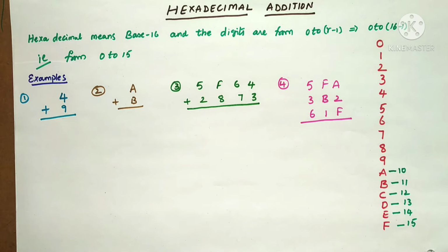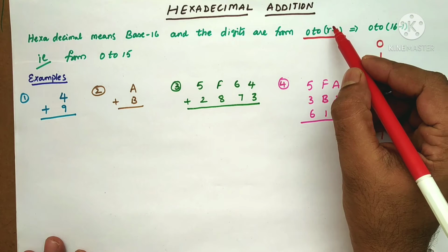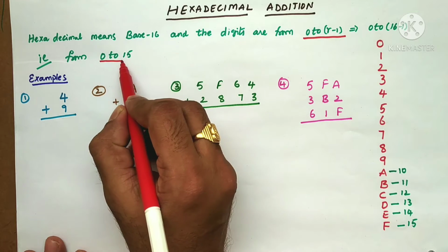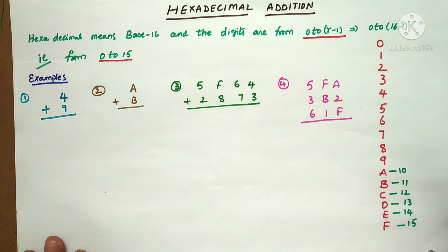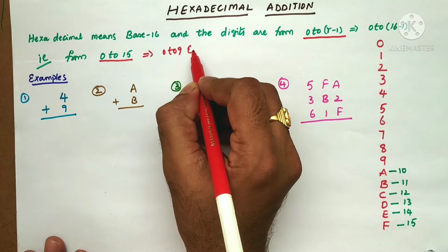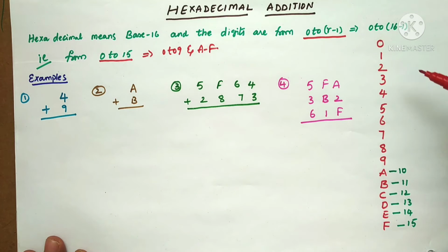Hexadecimal addition. Hexadecimal means base 16, and the digits are from 0 to r minus 1, where r is the radix or base. So the digits are from 0 to 15 in a hexadecimal number. 0 to 15 are represented as 0 to 9 and A to F. A means 10, B means 11, C means 12, D means 13, E means 14 and F means 15. So let us see hexadecimal addition now.